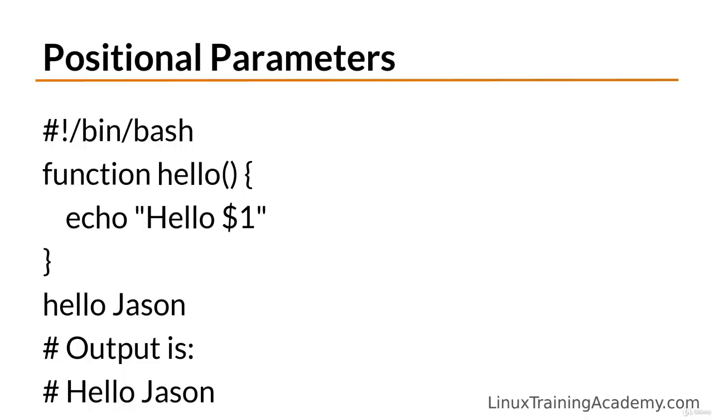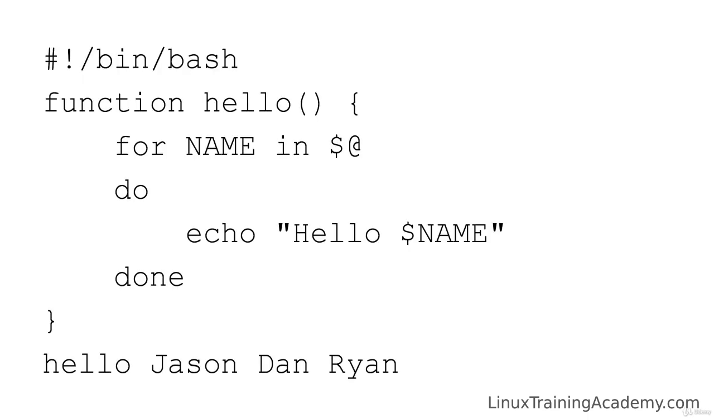To send data to a function, supply the data after the function name. In this example, the hello function is called with one argument, JSON. This means that the contents of $1 inside the hello function are JSON. As you can guess, the output of this script is simply hello JSON. This script will loop through each of the parameters passed to the hello function and echo hello followed by the parameter. The output of this script would be 3 lines. The first line would be hello JSON. The second line would be hello Dan, and the third line would be hello Ryan.